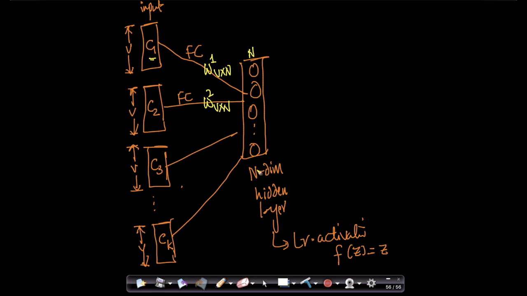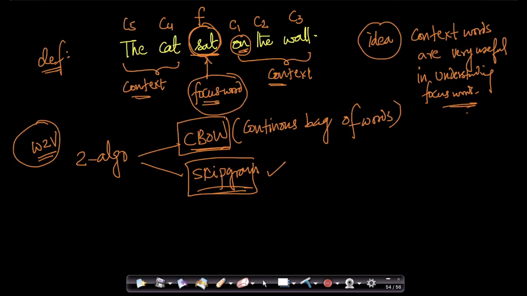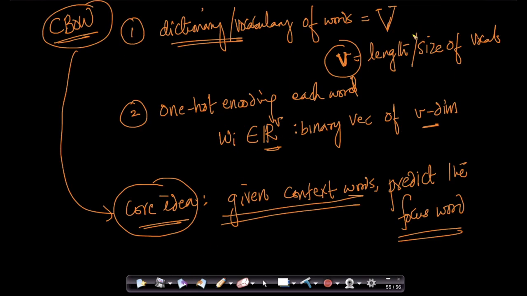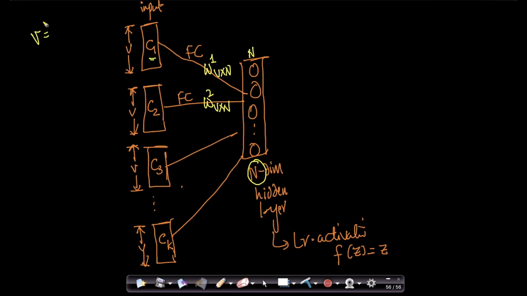N here is the dimensionality of the hidden layer. So remember what is V? V is the dimensionality, or the size, of the vocabulary. V is very large, V is like some tens of thousands. This is an n-dimensional hidden layer. This is my input layer. This is my hidden layer. And now let's see what is my output layer.